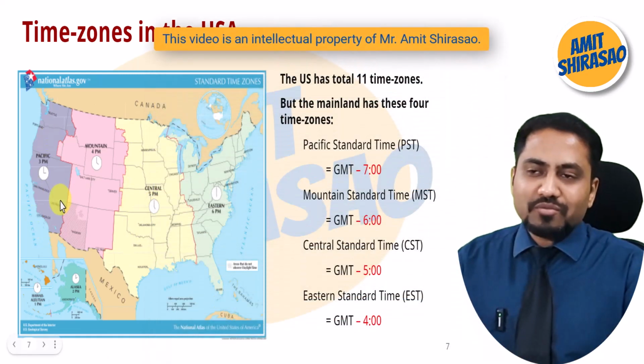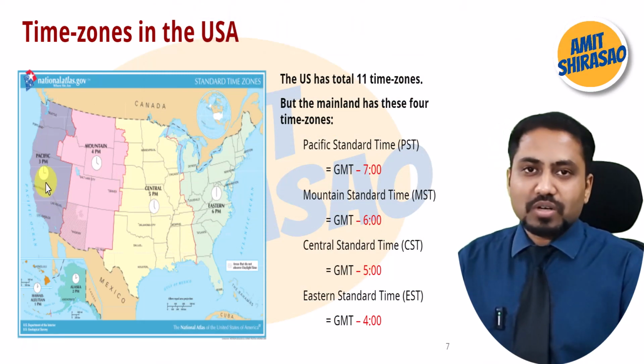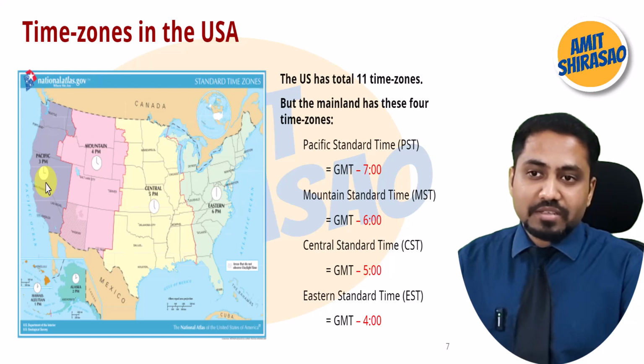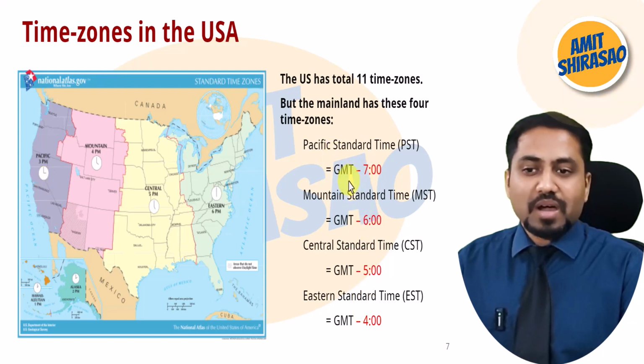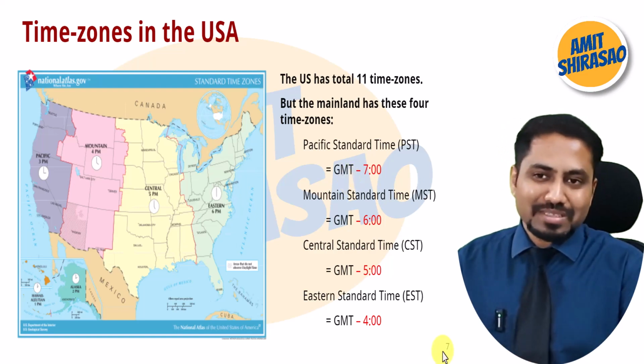So if you have a San Francisco client, then the time will be called Pacific Standard Time, and it is like Eastern Time minus 3 hours. Okay, so this is how it is.